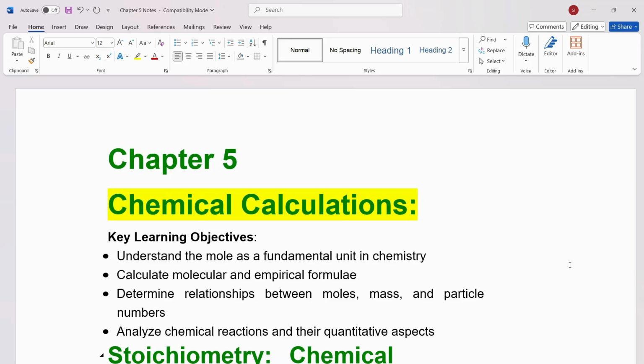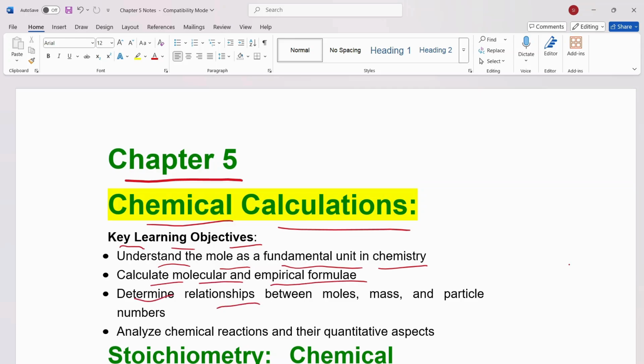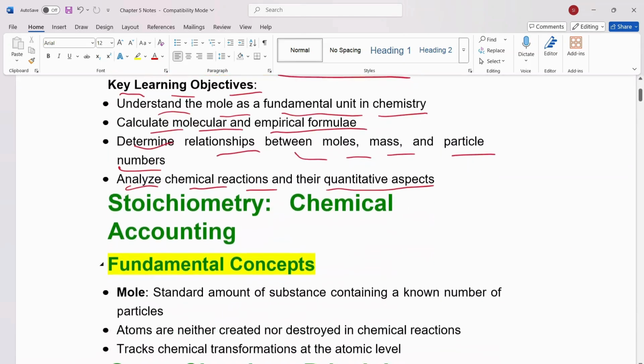Hi, let's start chapter number 5. The chapter is chemical calculation. Our key learning objectives will be to understand the mole as a fundamental unit in chemistry, calculate molecular and empirical formula, determine relationship between moles, mass and particle numbers, analyze chemical reactions and their quantitative aspects.